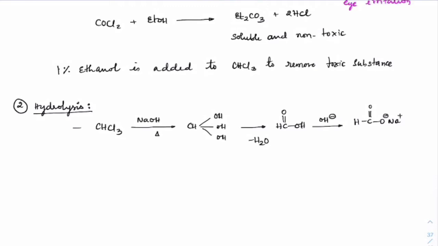Got that? Same way, even if you have any trichloride this way, RCCl3, in the presence of OH minus, we always get RCO minus Na plus if it is Na plus here. This is what we generally see.